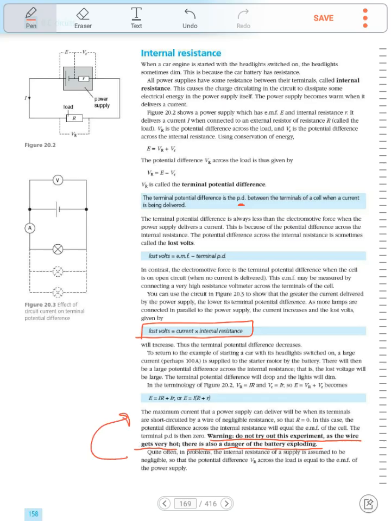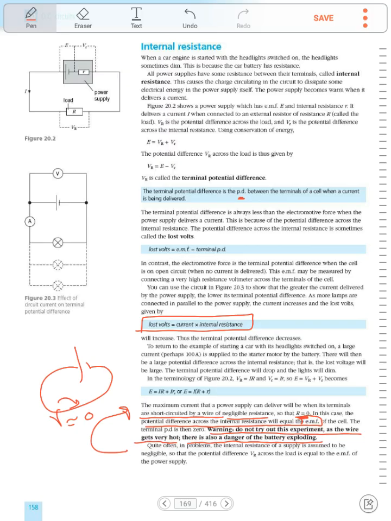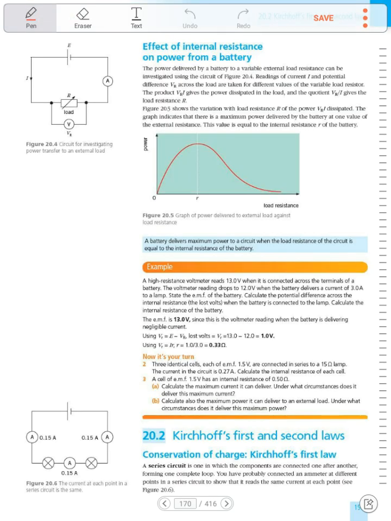What is the experiment? The maximum current that the power supply can deliver will be when the terminals are short circuited by a wire. That means we put a wire across the battery only, of negligible resistance. The resistance of the wire is almost 0. So the load resistance is 0. In this case, the potential difference across the internal resistance will be equal to the EMF. So maybe the battery gets hot, or the wire gets hot, or maybe the wire melts.